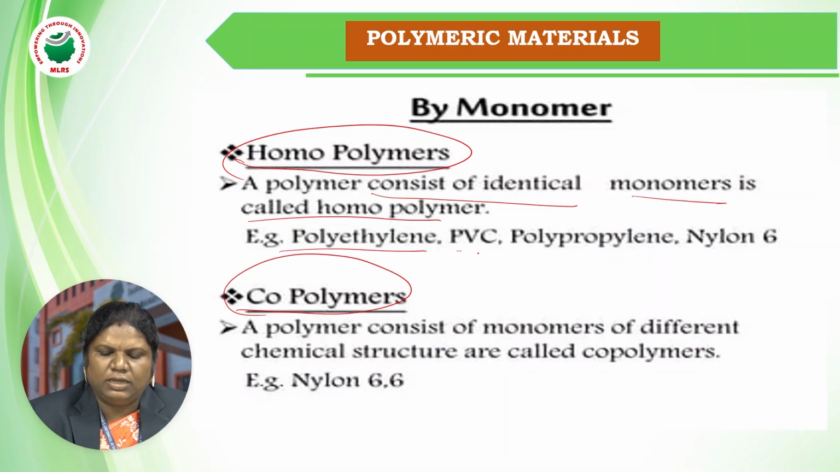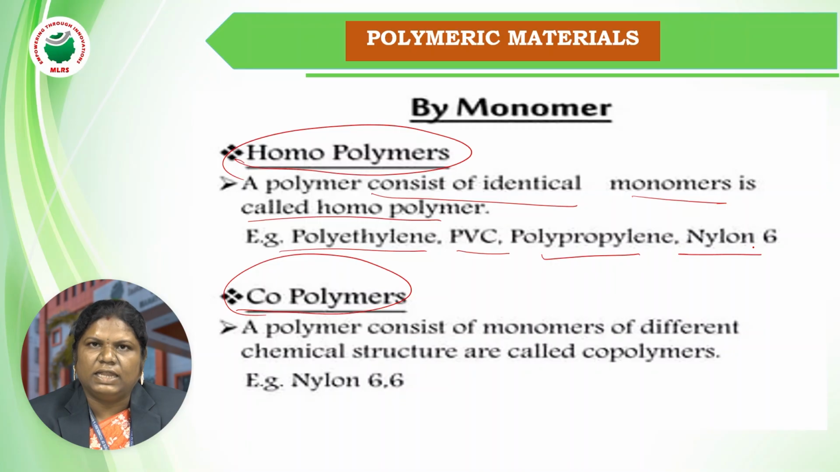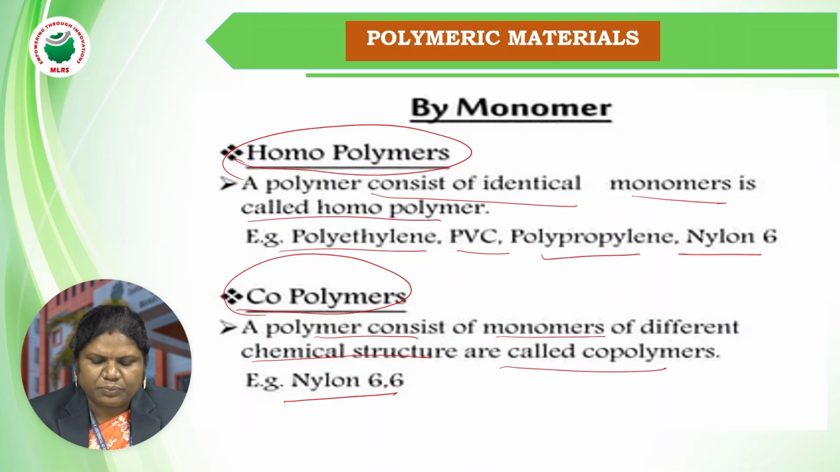Examples: polyethylene, PVC, polypropylene and nylon 66. These contain similar monomers, one type of monomer. And next, copolymers. A polymer which consists of monomers of different chemical structures is called a copolymer. These polymers will contain two or more different types of monomers. Example, nylon 66 will contain different types of monomers.